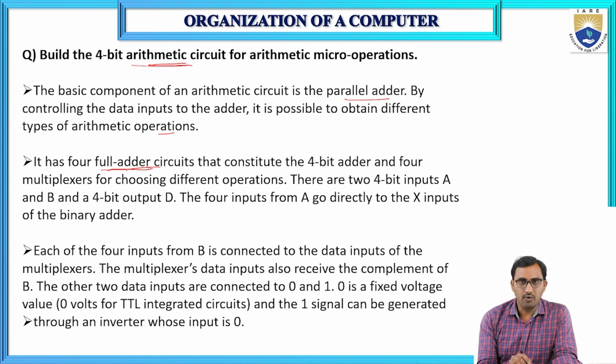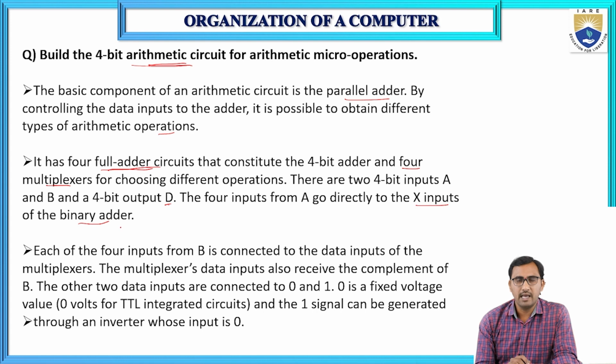So we require four full adders and four multiplexers for choosing different operations. Based on the selection lines of the multiplexer, we will have different operations. There are two 4-bit inputs A and B and a 4-bit output D. The four inputs from A go directly to the X inputs of the binary adder.